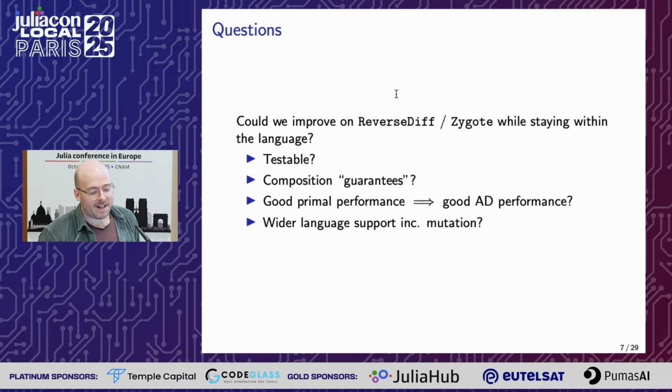Reverse different Zygote, sorry, which are, I think, still issues with those frameworks. I wanted to produce something that I thought was actually testable, and I'll get onto what I mean by that in a moment. And in that vein, one that had good composition properties is maybe a better word than guarantees.